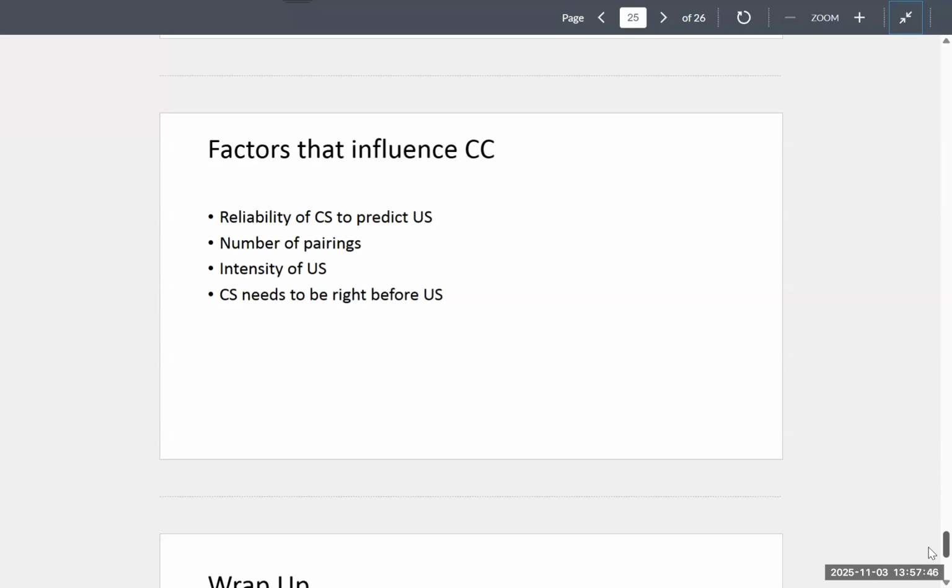And the CS needs to be right before the US. So he rang the bell, he put the food down. You can't ring the bell 5 minutes later, put the food down. You have to make the connection be one right after the other.